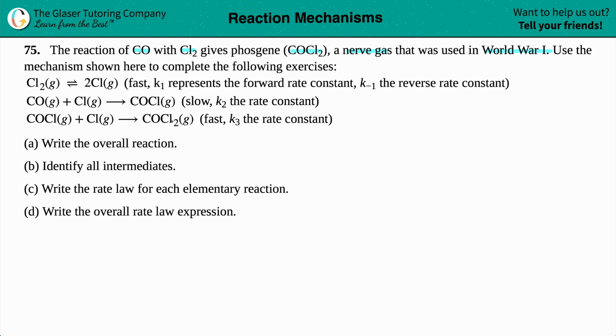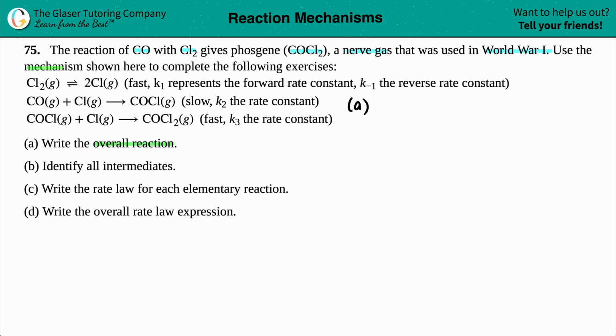Now, we have A, B, C, and D. So let's strap in our shoes because we got this. Now for letter A, they want us to write the overall reaction. Since we don't have a lot of room, I'll start letter A up top here. Okay, beautiful. If they want us to write the overall reaction, that's the total combined sum of all of the steps in your mechanism.